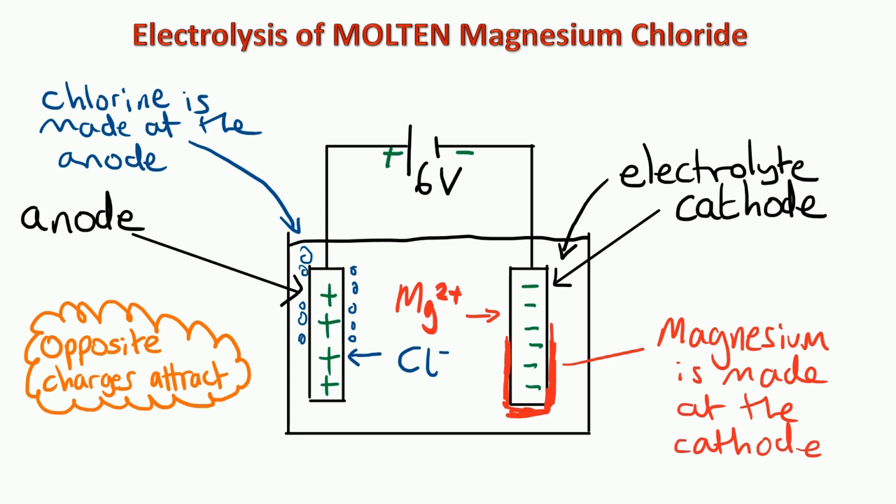So this is a typical example of electrolysis. Remember, electrolysis means splitting up a compound using electricity. In this case, we're splitting up magnesium chloride into magnesium and chlorine.